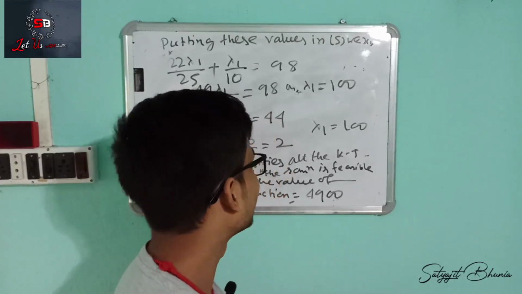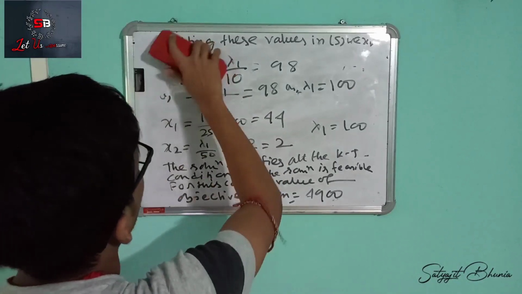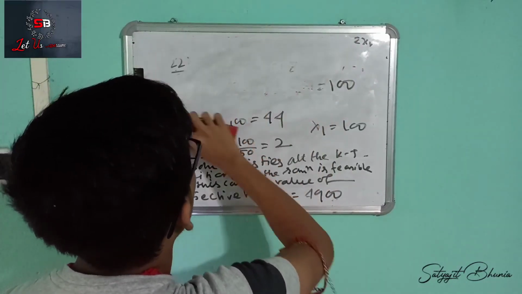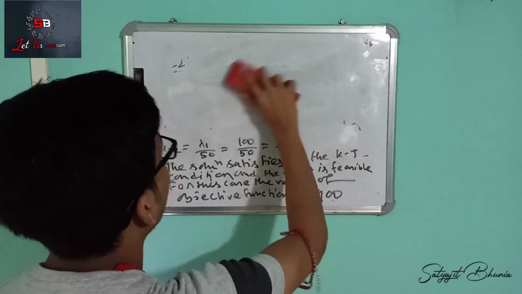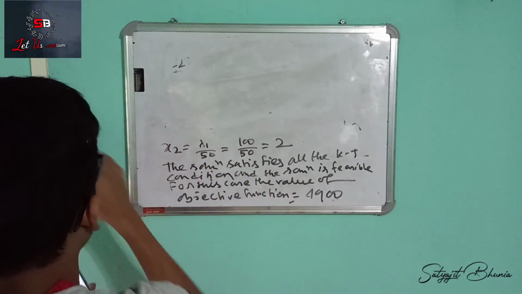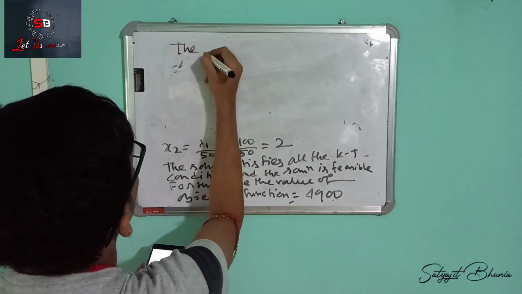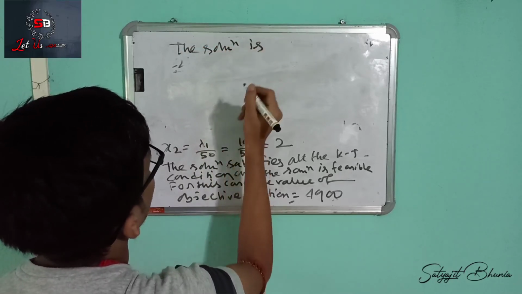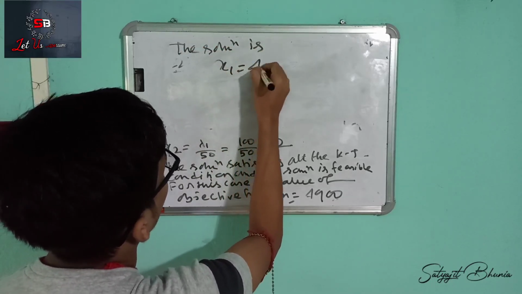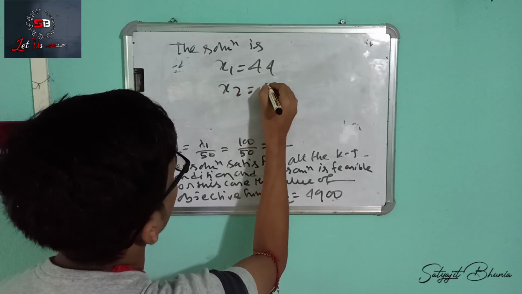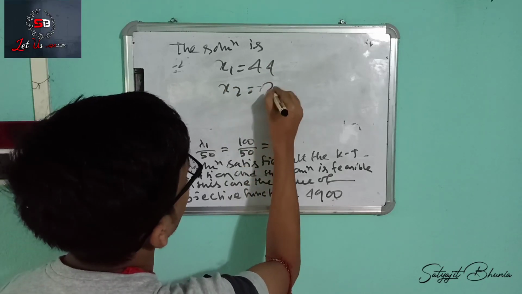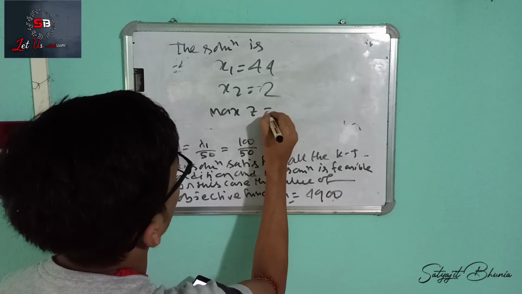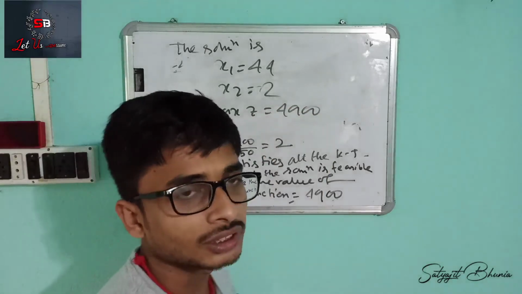So the max value is, so the solution is x1 is equal to 44, x2 is equal to 2 and max value is equal to 4900. This is the solution.